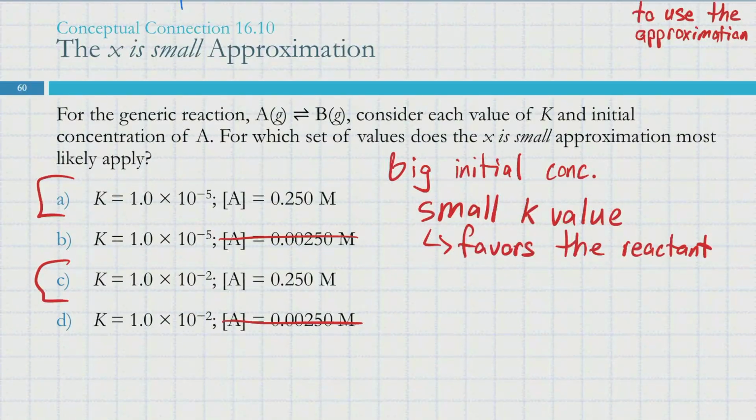Since we're starting with only reactant, that means we're not going to lose very much reactant. It won't have to shift very far away from where we started. And so our correct answer here would be A. You would get a different answer if it was concentration of B instead of concentration of A. So these are some things to look for when you're thinking about, can I use the X is small approximation?